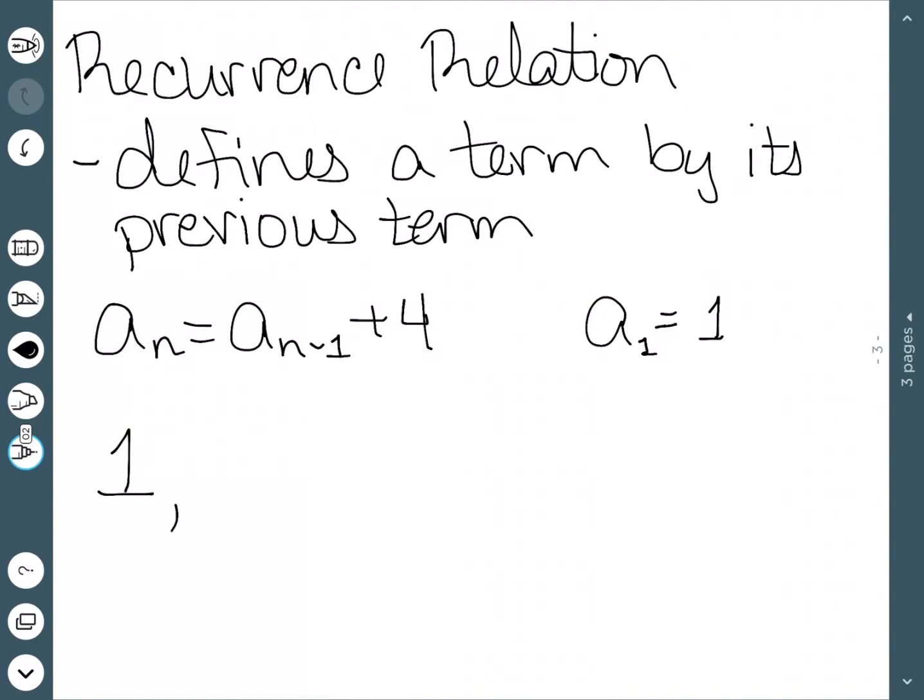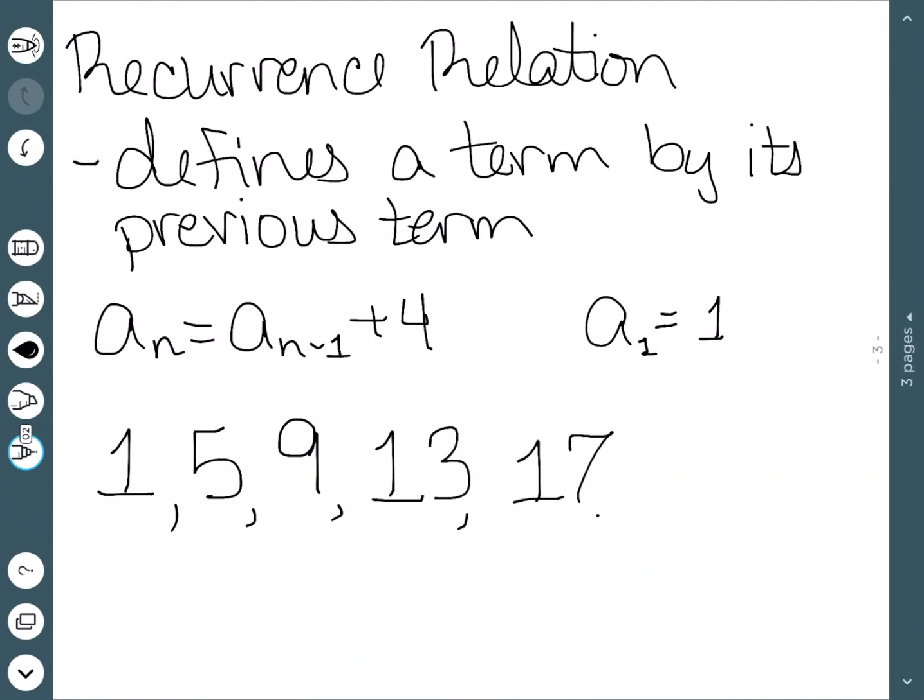The next term, I'm then going to stick in for a sub n minus 1. 1 plus 4 is 5. 5 plus 4 is 9. 9 plus 4 is 13. 13 plus 4 is 17, etc. You define one term by knowing what its previous term is and then doing some kind of operation.